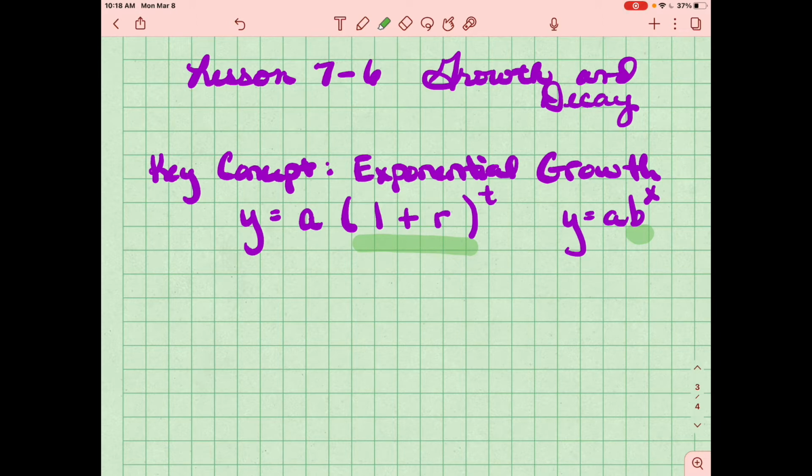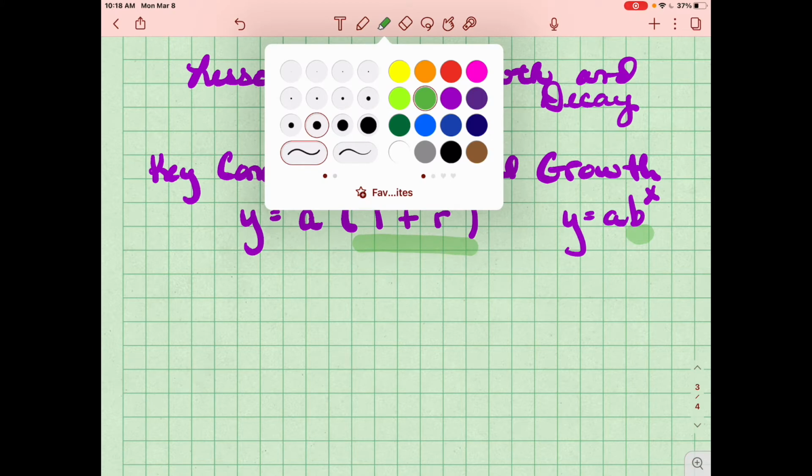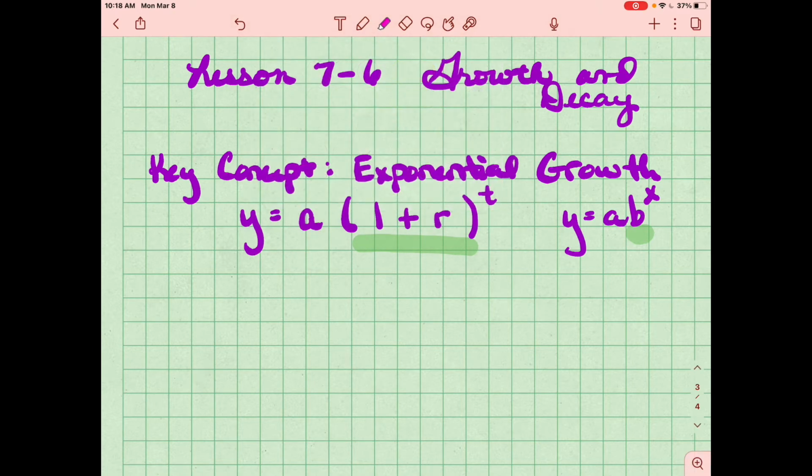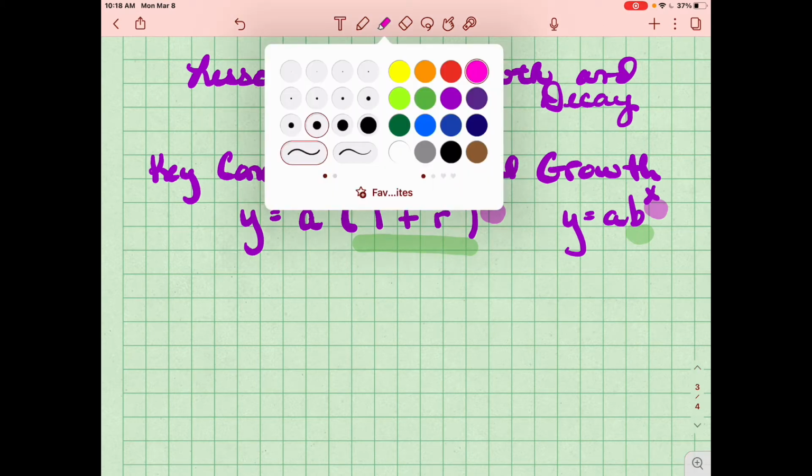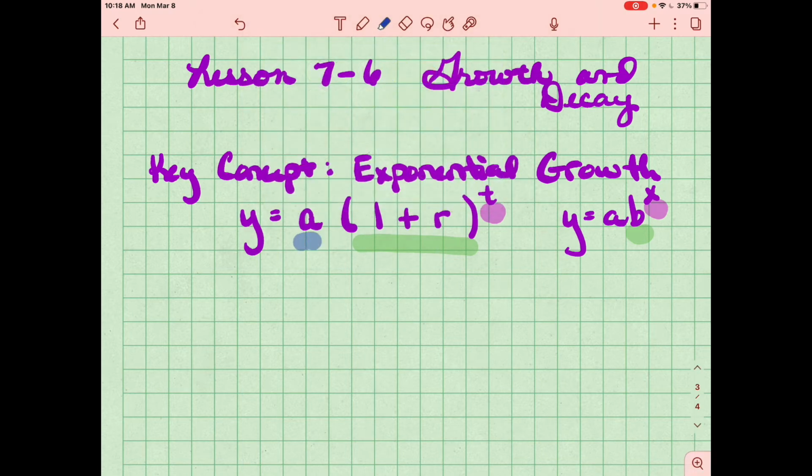So I'll show you some examples in just a minute. And then t is going to be the same thing as x. And usually, I think I already mentioned, but t or x is often time. So we have a rate happening to an initial amount. Here's our initial amount. And over time, it's going to generate a final amount, or y.